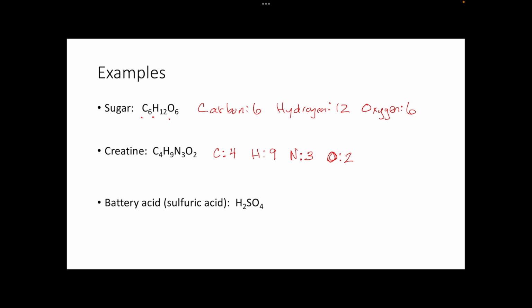Lastly, we have battery acid, which is sulfuric acid. So sulfuric acid actually has 2 hydrogen. S is sulfur. We just have 1 sulfur. And then oxygen, we have 4 oxygen.